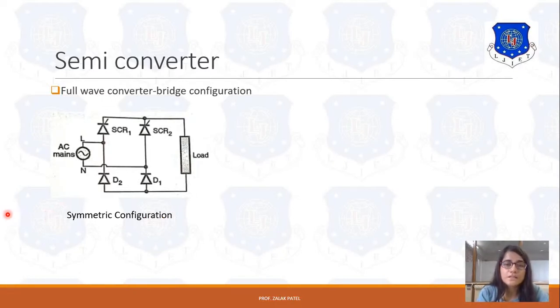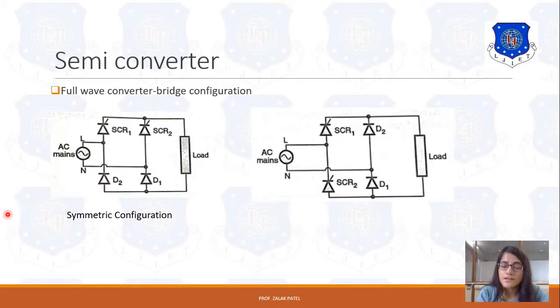There is also another configuration which is called asymmetric configuration. Here you can see that SCR1 is connected in parallel with diode 2, and SCR2 is connected in parallel with diode 1. In this type of asymmetric configuration, at a time either the two diodes will operate or SCR1 and SCR2 will operate. So SCR1 and SCR2 operate in one cycle, and in the other cycle diode 1 and diode 2 will operate.